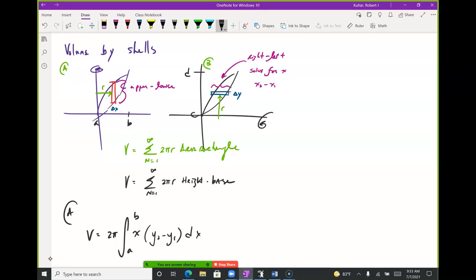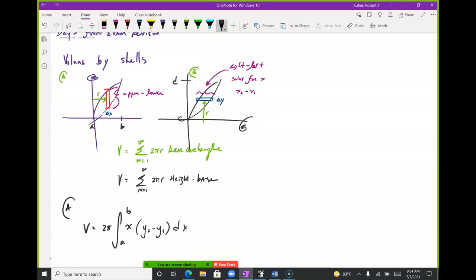Right? y2 is the first function, the upper function, y1 is the lower function. And in case B, 2 pi times the integral from c to d of y times (x sub 2 minus x sub 1) dy, right? So now my functions are just switched there.